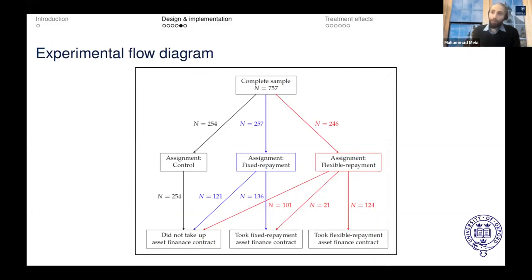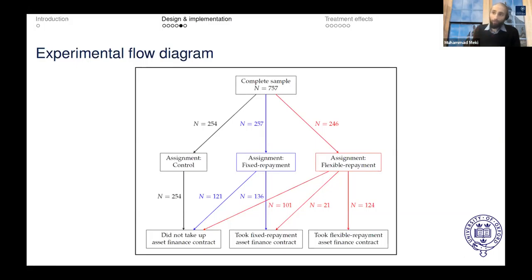This flow diagram explains the design of the experiment. We had approximately 750 microenterprises, and we assigned a third to a control group, a third to the fixed contract, and a third who are offered the flexible contract. The control group, we're not blocking them from getting financing or anything like this. They have available to them the same business-as-usual loan of up to $500 US, and it's actually zero interest. So it's a relatively high bar against which we test our treatments.